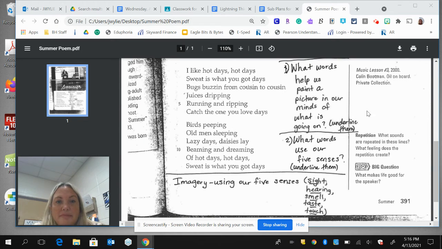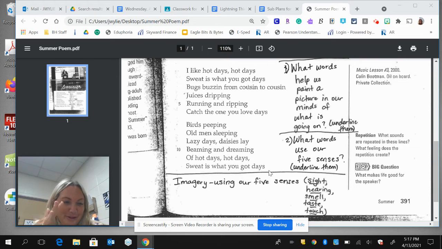Summer. I like hot days. Sweat is what you got days. Bugs buzzing from cousin to cousin. Juices dripping, running and ripping. Catch the one you love days. Birds peeping, old men sleeping, lazy days, daisies lay, beaming and dreaming of hot days, sweat is what you got days.